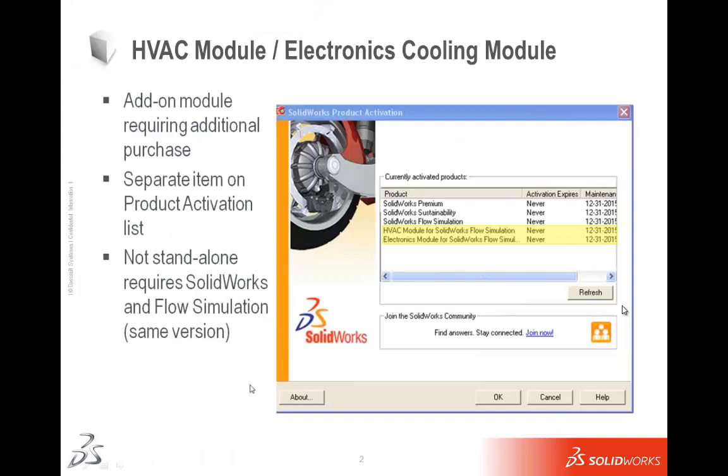I'd like to start off by saying that the HVAC module and the electronics cooling module are add-ons to the flow simulation. You do need flow simulation first, and then you can purchase the add-on either separately or together, and they are licensed separately. So just keep that in mind as we're going through this, as these do not come with flow simulation. They are separate.